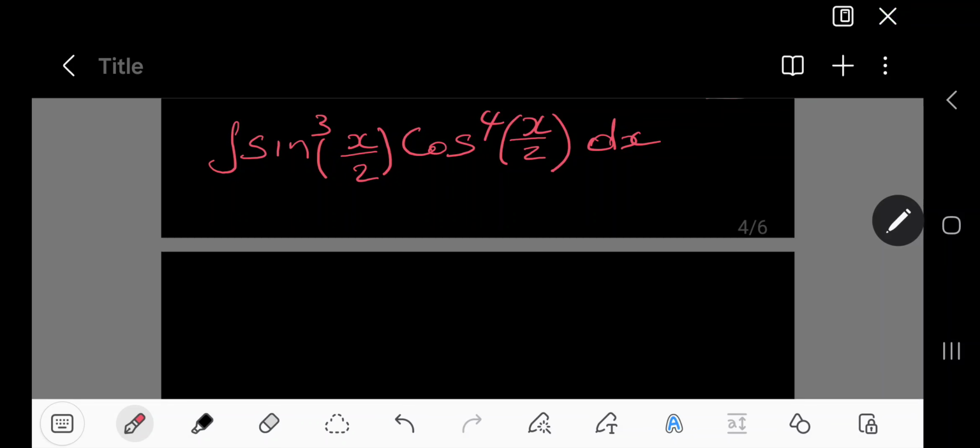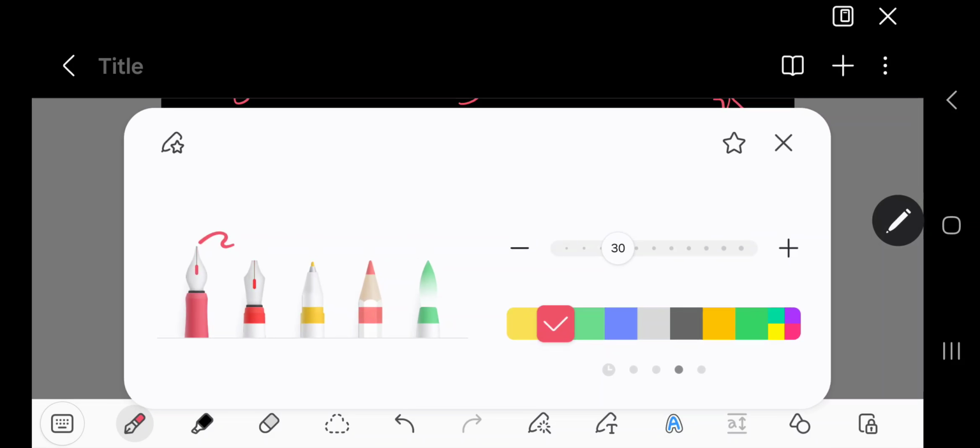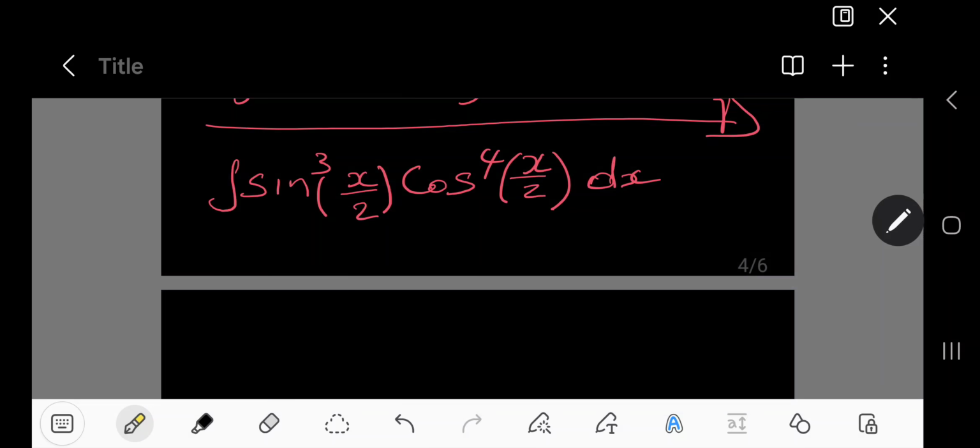Okay, now let's continue with this one as I've promised. Okay, let's discuss a few things here. We've got two exponents and two trig functions. So we don't really care about the trig functions that much. We only care about the exponents.